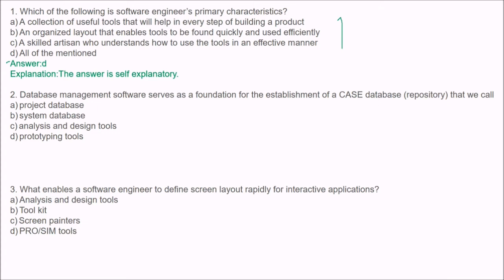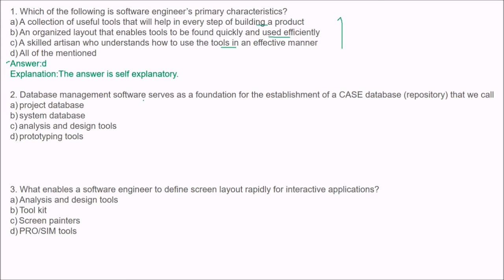A collection of useful tools that will help in every step of building a product. An organized layout that enables tools to be found quickly and used efficiently. A skilled artisan who understands how to use the tools in an effective manner. All these are the primary characteristics that should be in a software engineer.